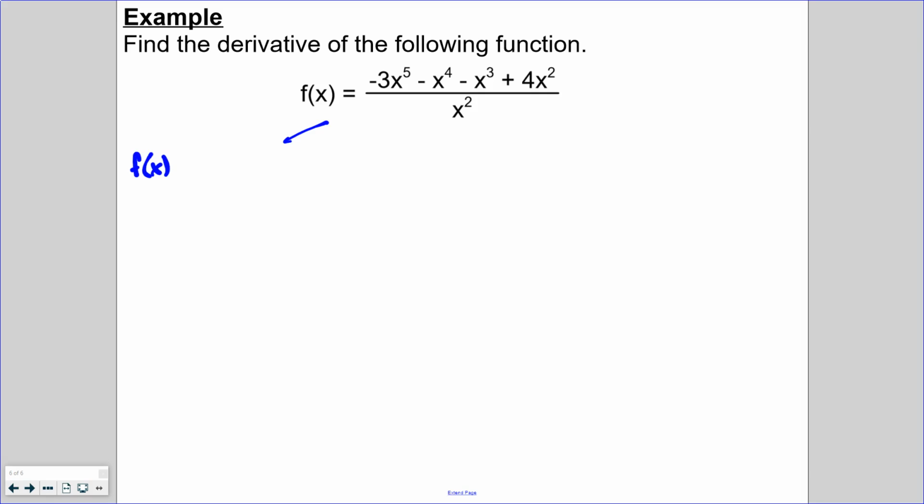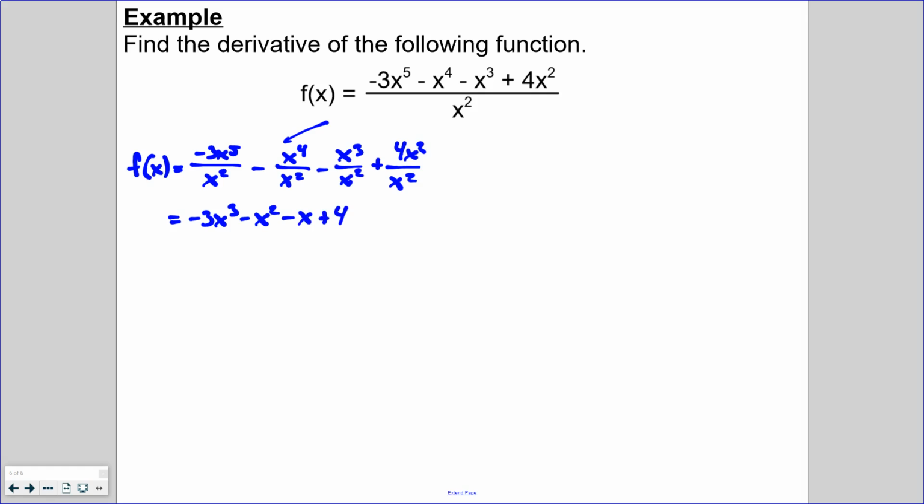So we're going to have f of x is equal to negative 3x to the fifth over x squared minus x to the fourth over x squared minus x cubed over x squared plus 4x squared over x squared. And then we can simplify this down. This is going to be negative 3x cubed minus x squared minus x plus 4. And there's a function we can take the derivative of. So again, that's method 1 for simplifying down. And now we're just pulling it apart into 4 individual fractions.